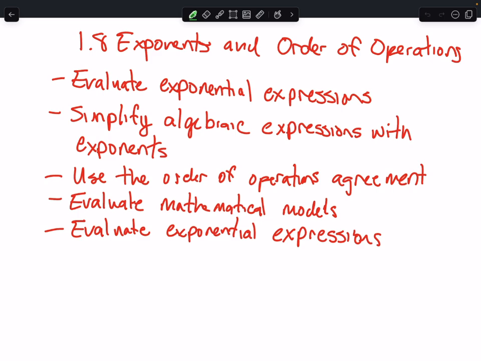In this section, we will be discussing 1.8 Exponents and Order of Operations. In this video, we will discuss evaluating exponential expressions, simplifying algebraic expressions with exponents, using the Order of Operations agreement, evaluating mathematical models, and evaluating exponential expressions. Let's get started with an example.